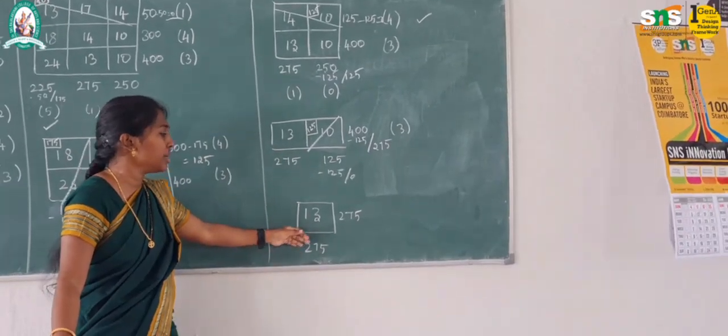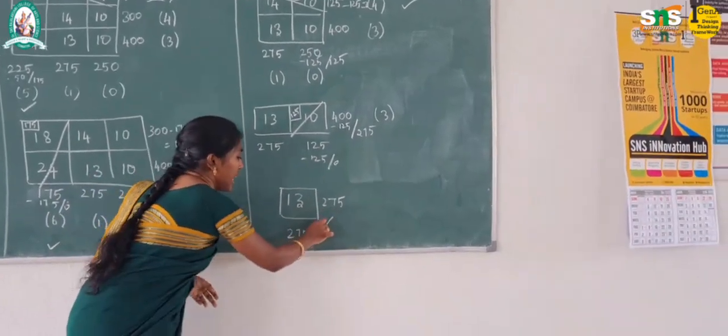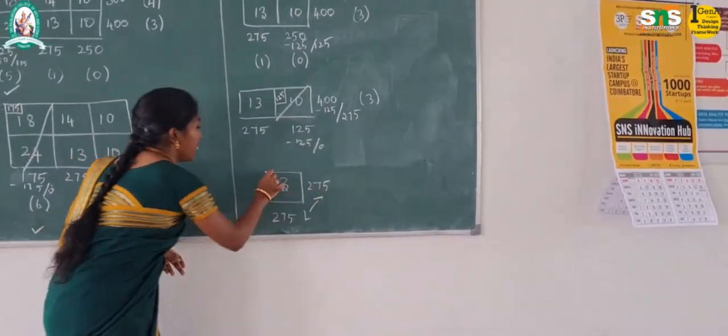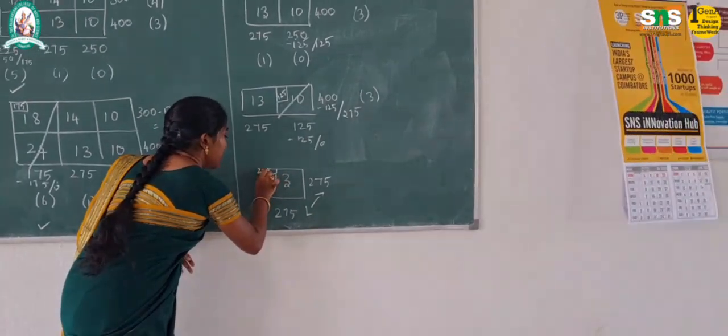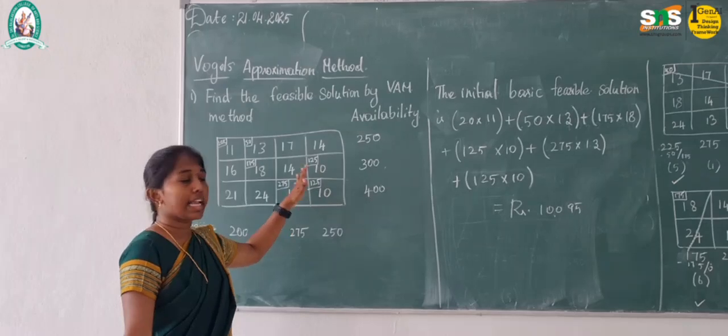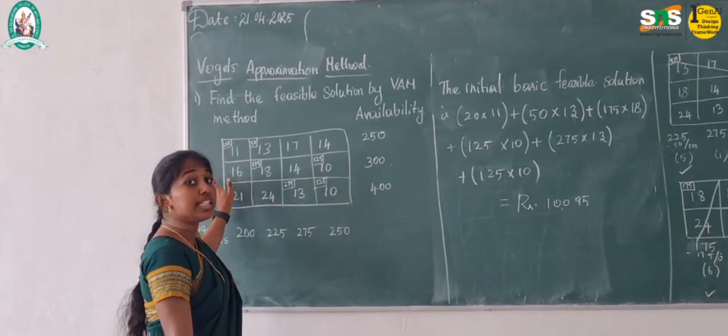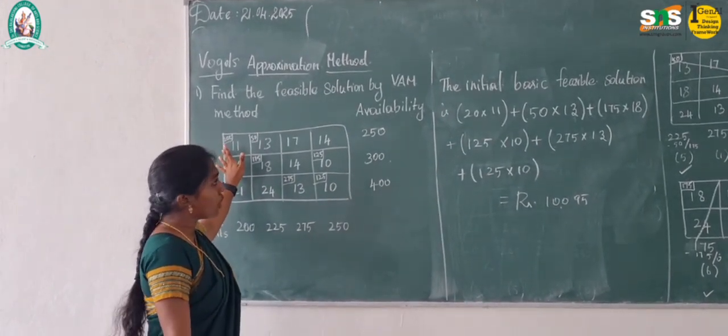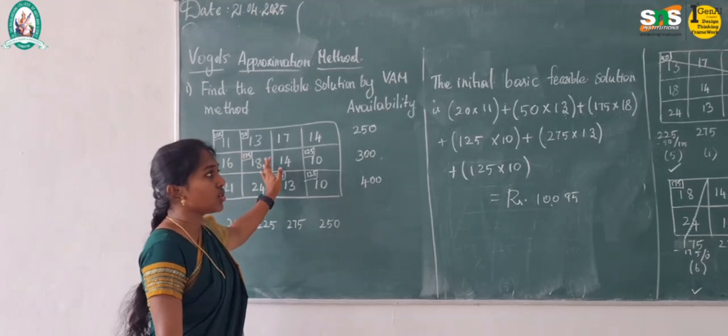Applied for the previous step. In the last step, we get both the answers the same. So we are going to allocate 275 for the 13. In the next step, we are going to write all the allocated values in the question itself in the respective places. Then we are going to find the initial basic feasible solution.